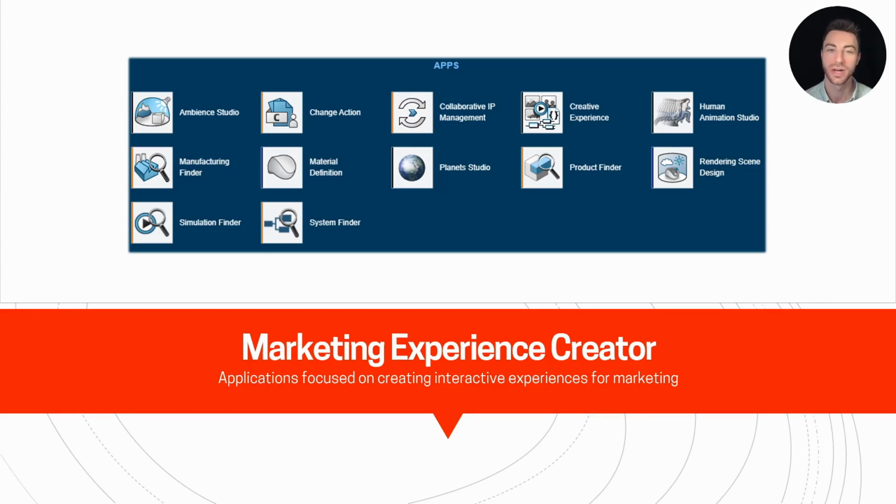So with this, you do have the same functionality that you would be able to carry out with the Marketing Model Creator, but added functionality of tools such as the Human Animation Studio, allowing you to create animations with humans in them. Planet Studio, allowing you to create large-scale environment renders for things such as, for example, a wind turbine. You would need a large-scale environment render for that. And you even have a little bit of product management tools such as Product Finder and Collaborative IP Management, making sure that you can track the project through its progress.